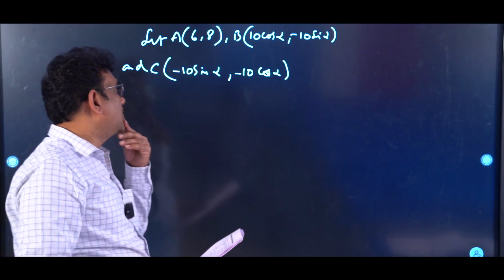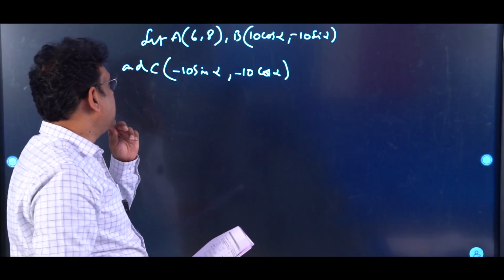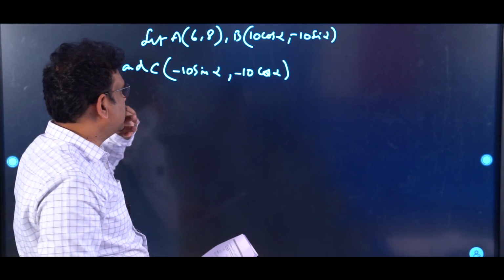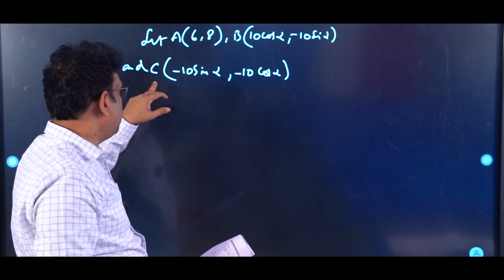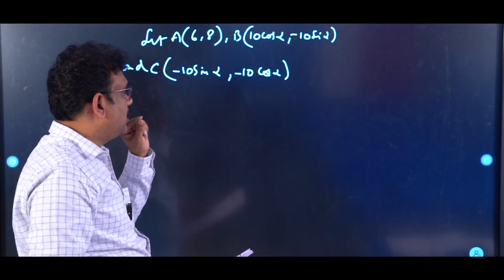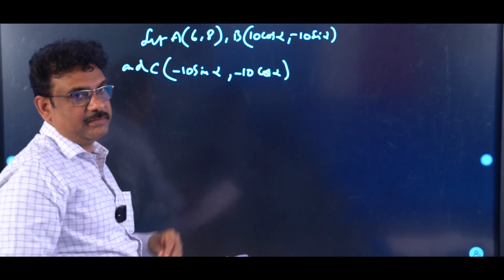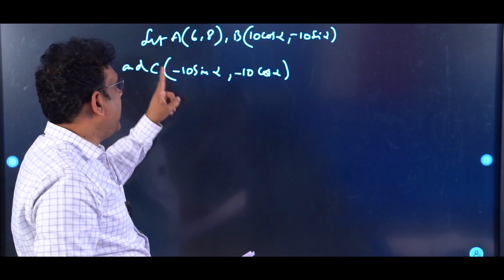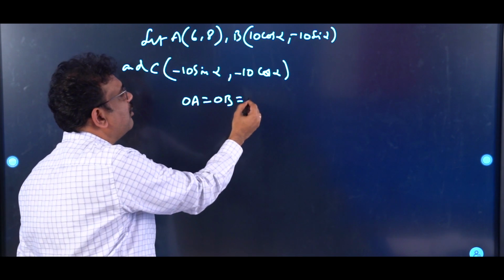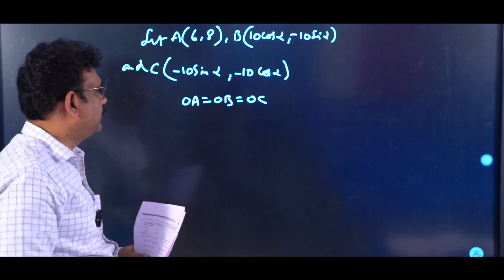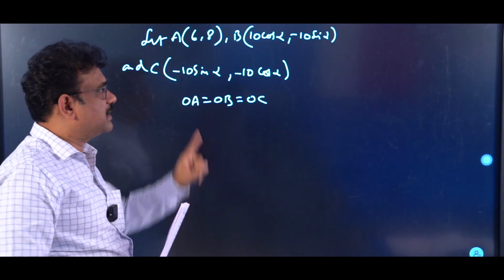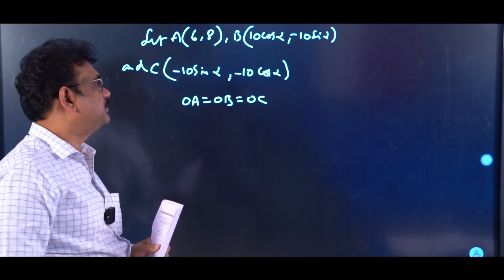So now observe these 3 points. The distance from origin to first point is equal to distance from origin to second point equal to distance from origin to third point. So that here origin is the circumcenter. So OA is equal, here OA is equal, OB is equal to OC. So O is the circumcenter of this triangle.